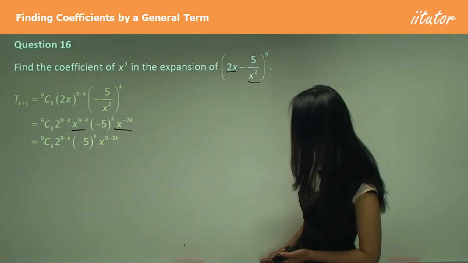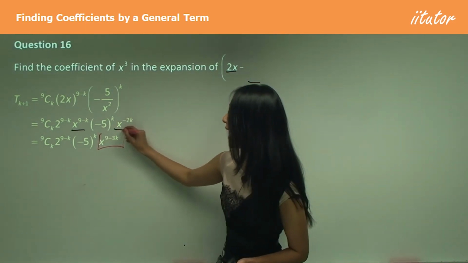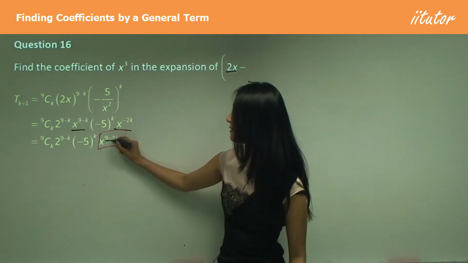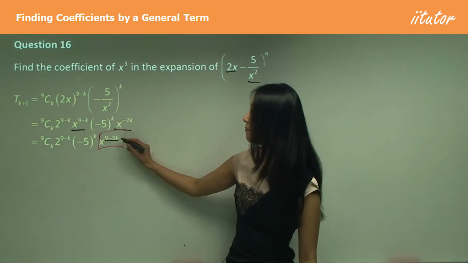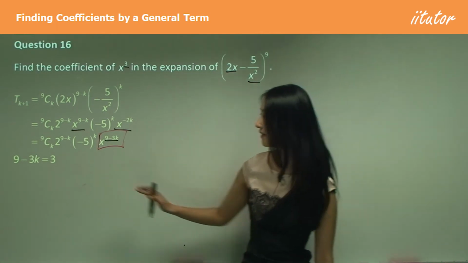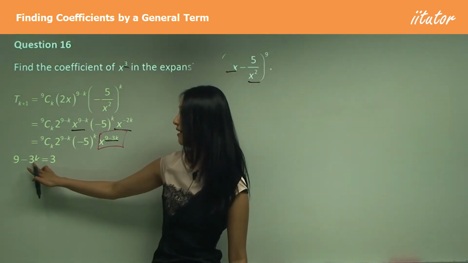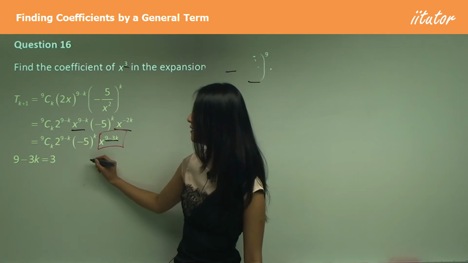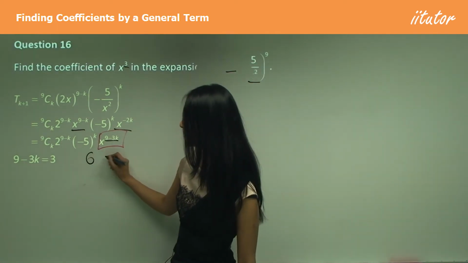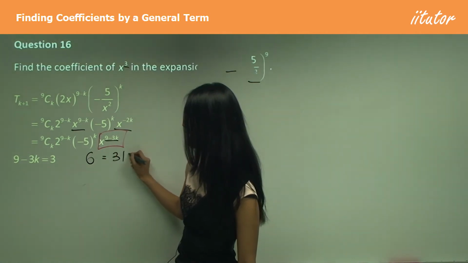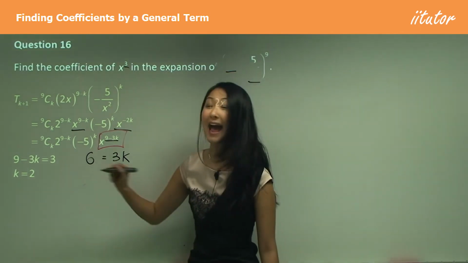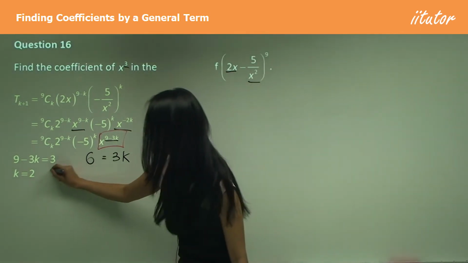And remember, this is what we're focusing on to work out what k equals, because we want to equate the indices. So I want to make 9 minus 3k equal to that 3 there. So here I'll just move that 3 over there, and move that 3k over there. So we have that 9 minus 3 is going to be 6, and that equals 3k. So in this case, divide both sides by 3, and you get k equals 2. So that is your difficult part done.